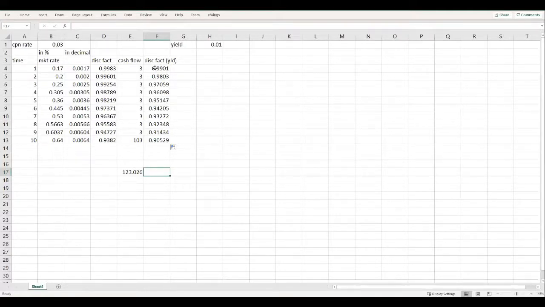And then I'm going to use these discount factors to bring back the present values and then the price of the bond. So I'm going to do sum product again. All my cash flows discounted by corresponding discount factors. Now, as we can see that this present value does not match the market price, which means that our yield is incorrect. To solve for the yield, we use solver in Excel, which is under data.